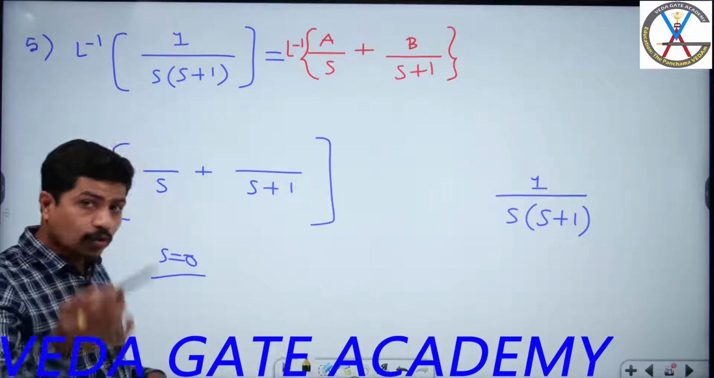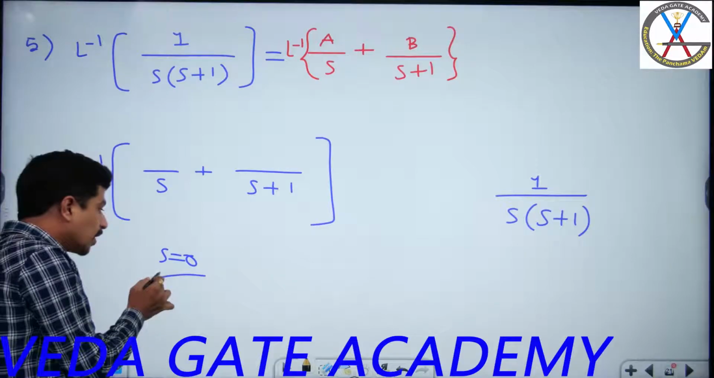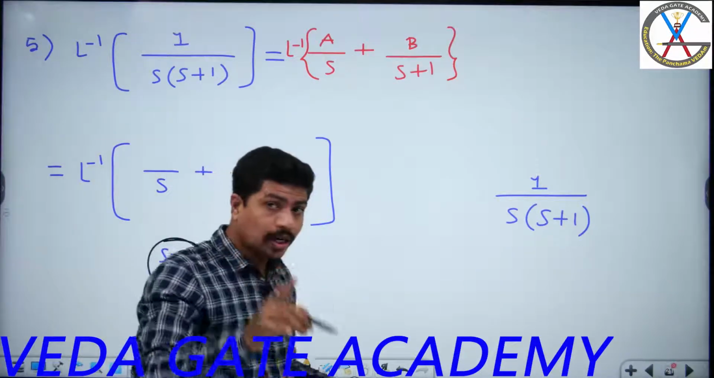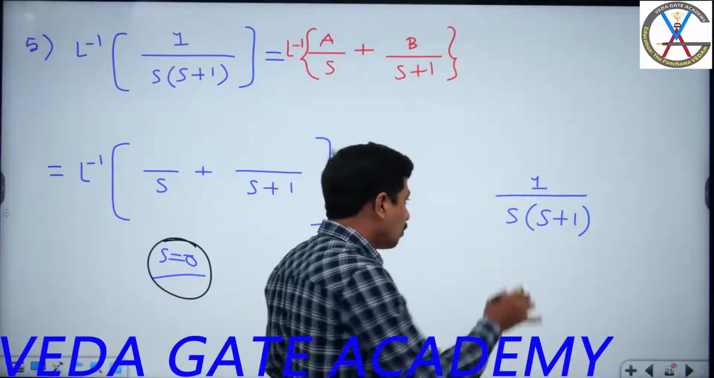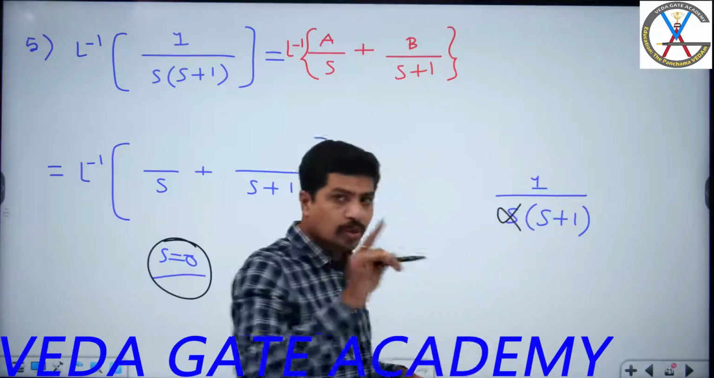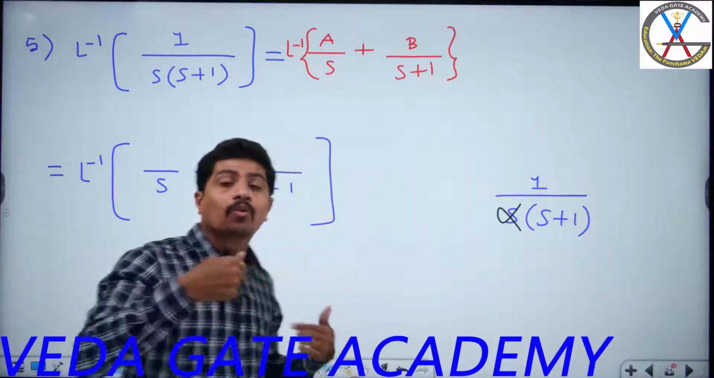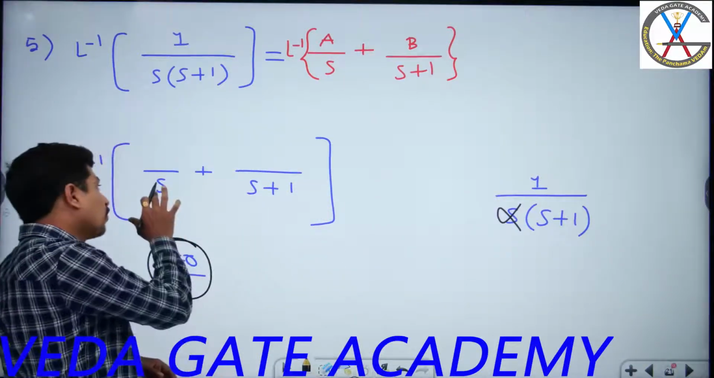Whose numerator do you want to find? Make that equal to 0. You'll get some value. Substitute that one in the original function by closing whose numerator you want to find. Our concentration is only on whose numerator we want to find. We want to find this numerator.